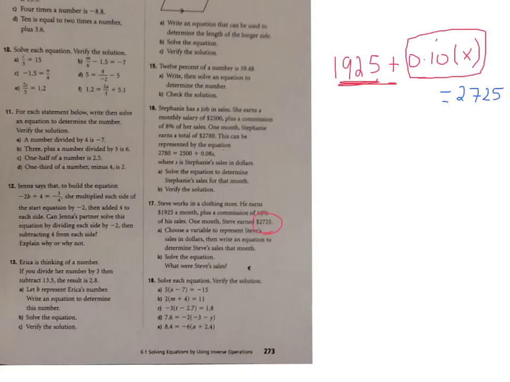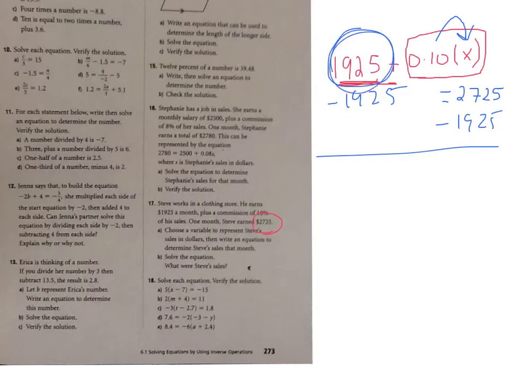So what you'll do is you'll distribute here, figure what that is, minus $19.25 on both sides, and you'll keep solving to figure out how much he's made. But that's setting it up. So he makes $19.25 plus a commission of 10% of an unknown variable, which we don't know, which is X, and that gives me a value of $27.25.